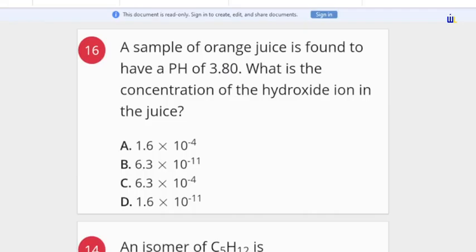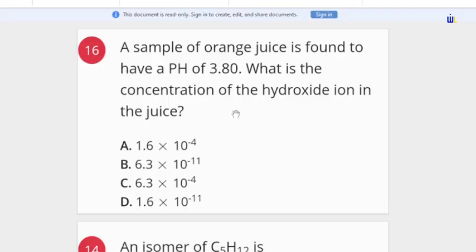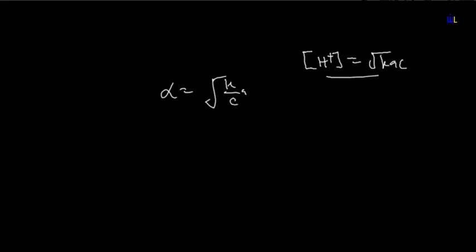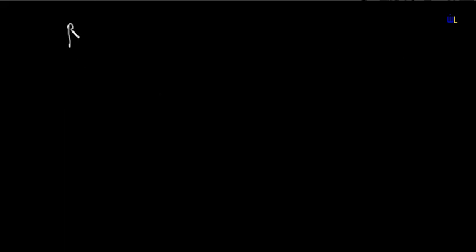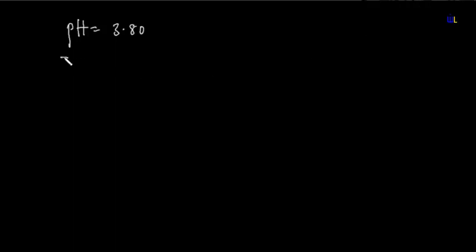Basically, I'll give you one other question to solve. Did you write that? Okay, let's look at the question. The question says a sample of orange juice is found to have a pH of 3.8. I like writing out my parameters. So the pH of an orange juice sample is 3.80. Now let's look at the question. They now said, what is the concentration of hydroxide ion in the juice? So we're looking for the concentration of OH in the juice.